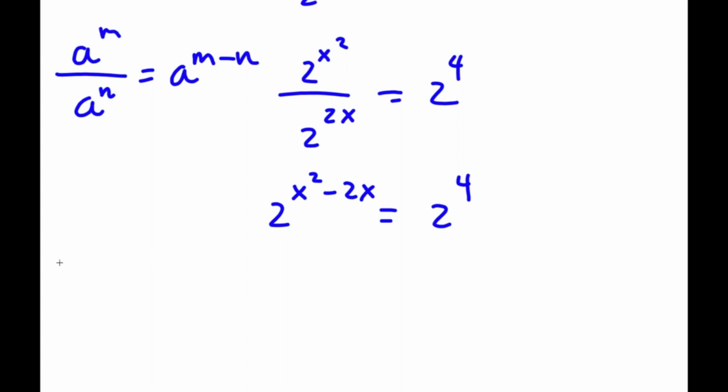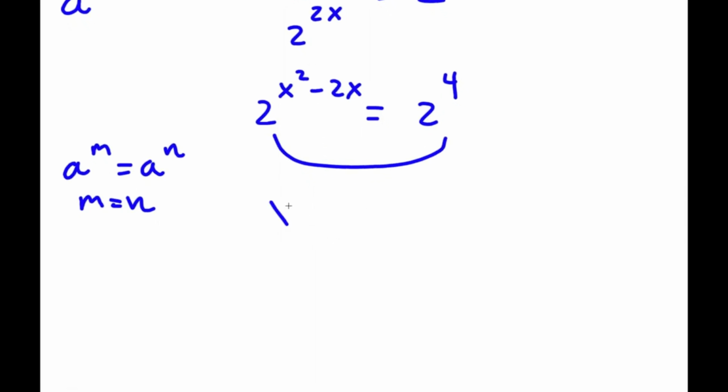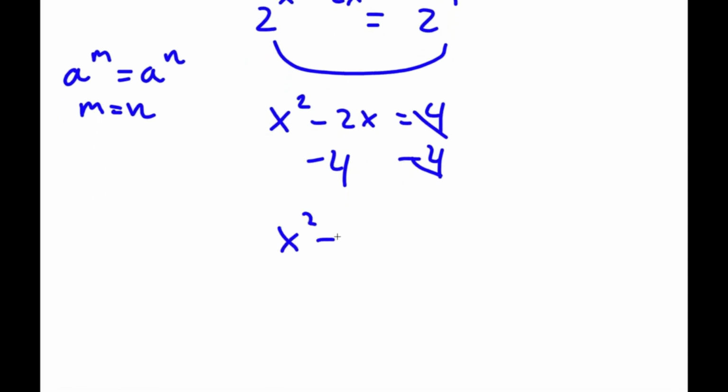Now, if I have something in the form a to the power of m is equal to a to the power of n, then this means that m is equal to n. So in this case, I have 2 to the power of x squared minus 2x is equal to 2 to the power of 4. Both my bases here are the same, meaning my exponents here are the same as well. So x squared minus 2x is equal to 4. So now to solve this, I'm going to subtract 4 on both sides so that these two cancel out, and I'll have x squared minus 2x minus 4 is equal to 0.